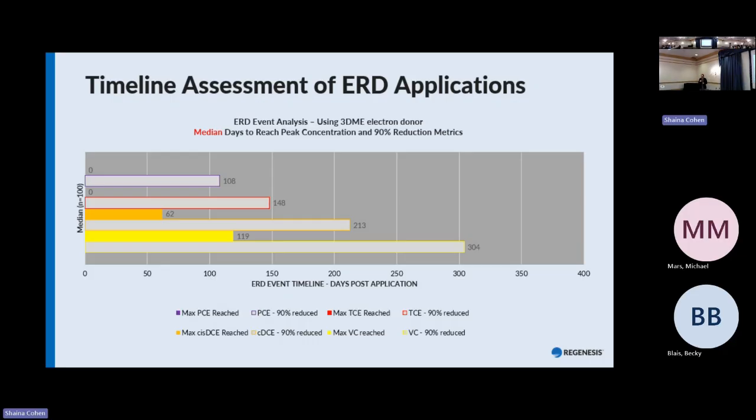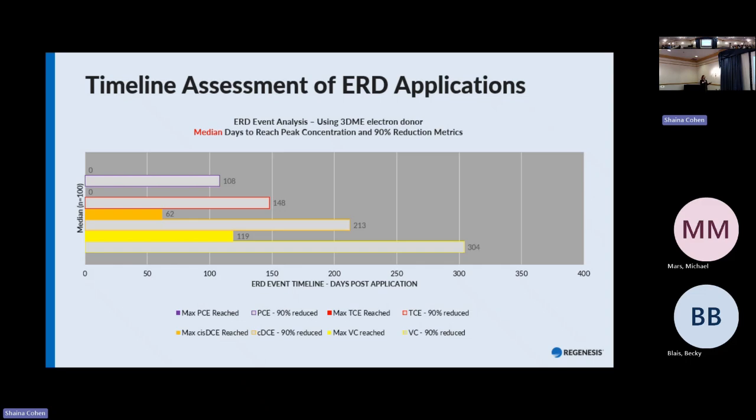So I wanted to, this graph, I'll explain what you're looking at here in a second, but really wanted to give you all a snapshot of how to manage expectations for doing these types of reductive dechlorination projects. This was a study that we did at REGENESIS a few years ago, specifically with our 3D microemulsion electron donor, but the same logic would apply with different electron donors here. Really just want to point out what you can expect to see over time.